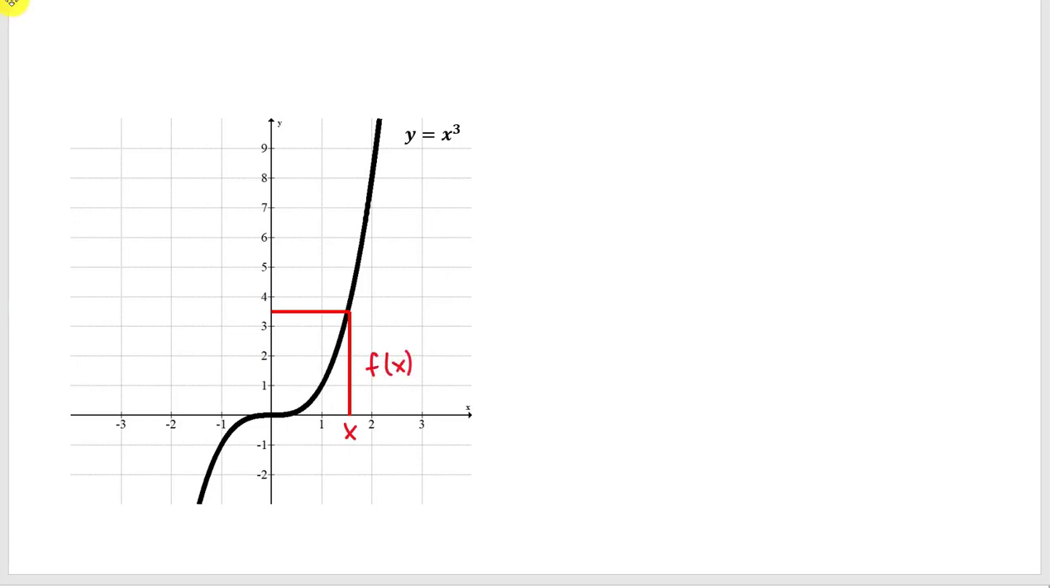You may be questioning where that f came from. Well, we know that the function notation f of x is just the alternative way of writing y. So this given function y equals x cubed, I can rewrite as f of x equals x cubed. So that means that the length of the vertical segment is f of x, or x cubed.